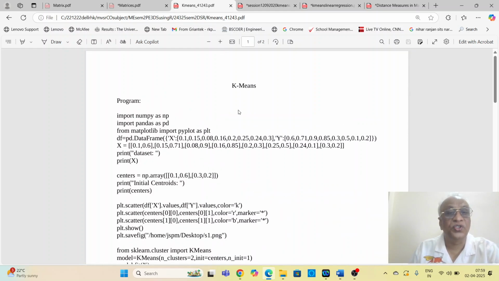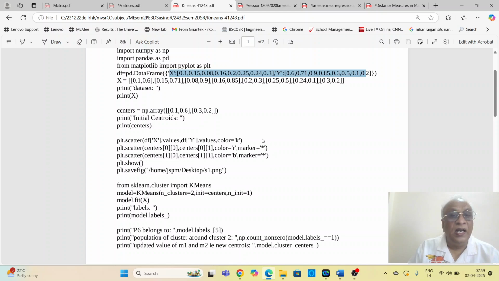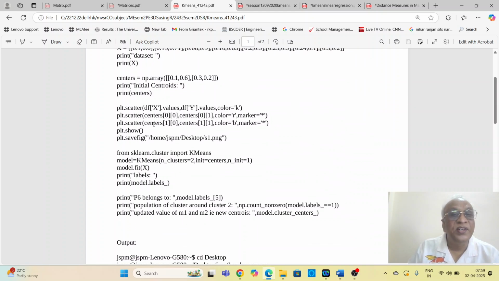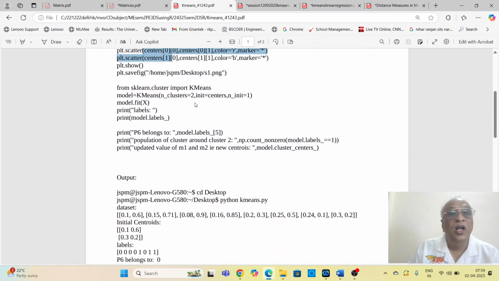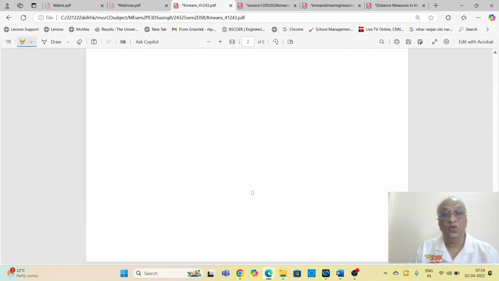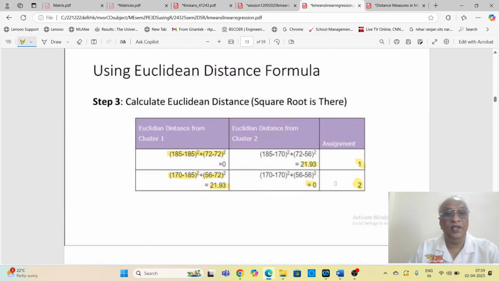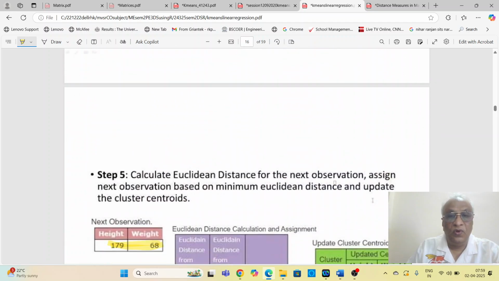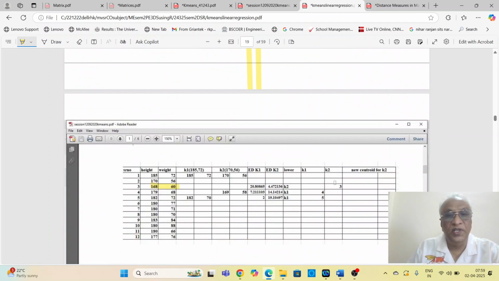You can also go for a simple Python code. See here, these are my data points which I have taken. And I have decided the centers, and I imported KMeans here. The cluster size I have mentioned here as 2, and I can see here the output of that. I also have a Python code example here also.